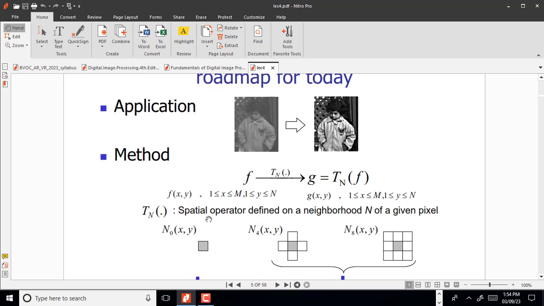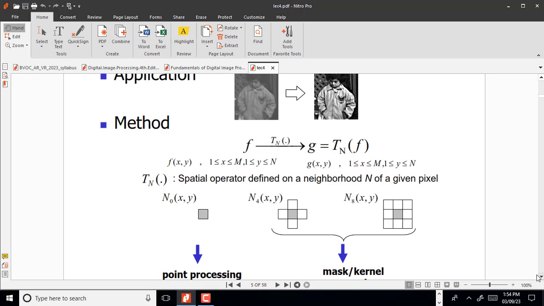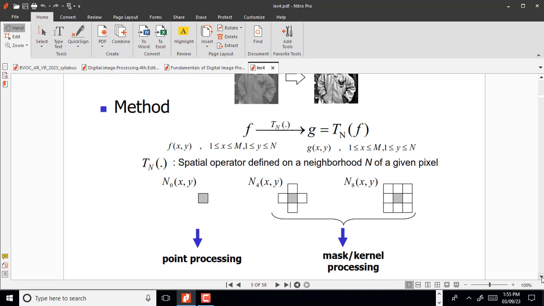Here is the spatial operator T, a dot product that changes the pixels. For example, point processing means a single pixel, a point, without neighbors. If this is f of x comma y, it is one single point. The single point is accessed by the operation to produce the output. Next level, mask or kernel processing, means using the surrounding neighbors.